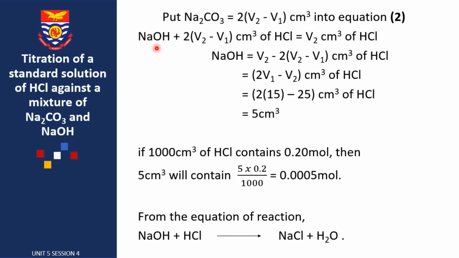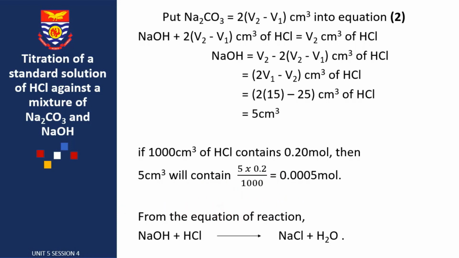completely with the base. We need to find the number of moles in this 5 cubic centimeters so that we can do our mole ratio. And from the concentration, we interpret 1000 as being equal to 0.2 moles. If 1000 is equal to 0.2 moles, then this 5 cubic centimeters will contain how many moles? It will contain 0.0005 moles. We go to the equation of reaction to find the agreement between them.